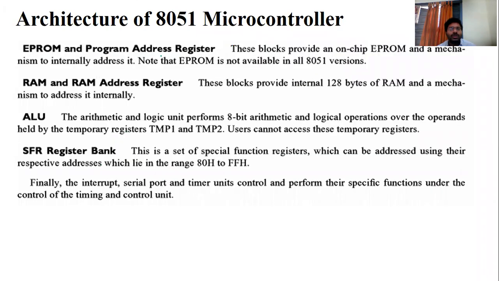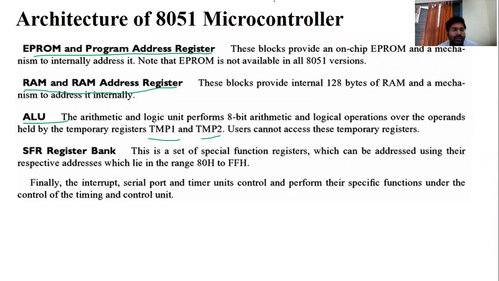Then the program address register. For accessing the internal memory, RAM and ROM, you are using the EPROM and RAM address registers. Then the ALU, you know, the arithmetic and logical unit. It has two temporary registers, temporary register 1 and temporary register 2. So it can perform arithmetic operations, that is addition, subtraction, multiplication, division, and logical operations like AND, OR, and compare operations.